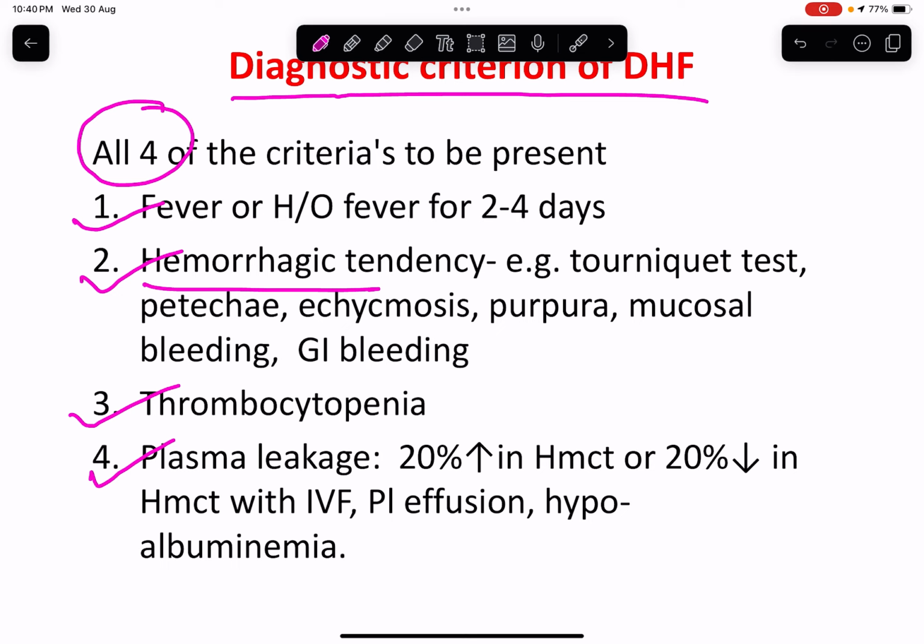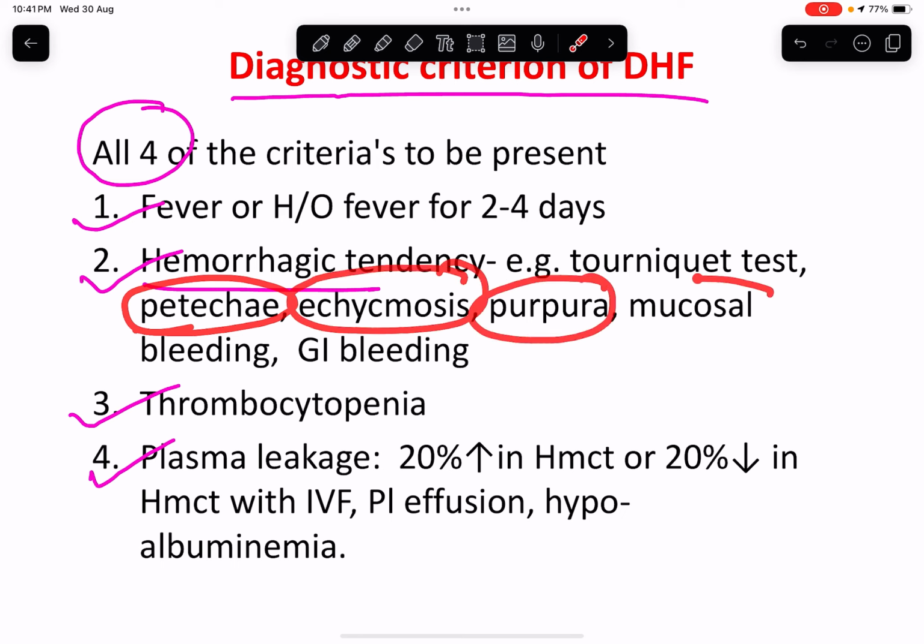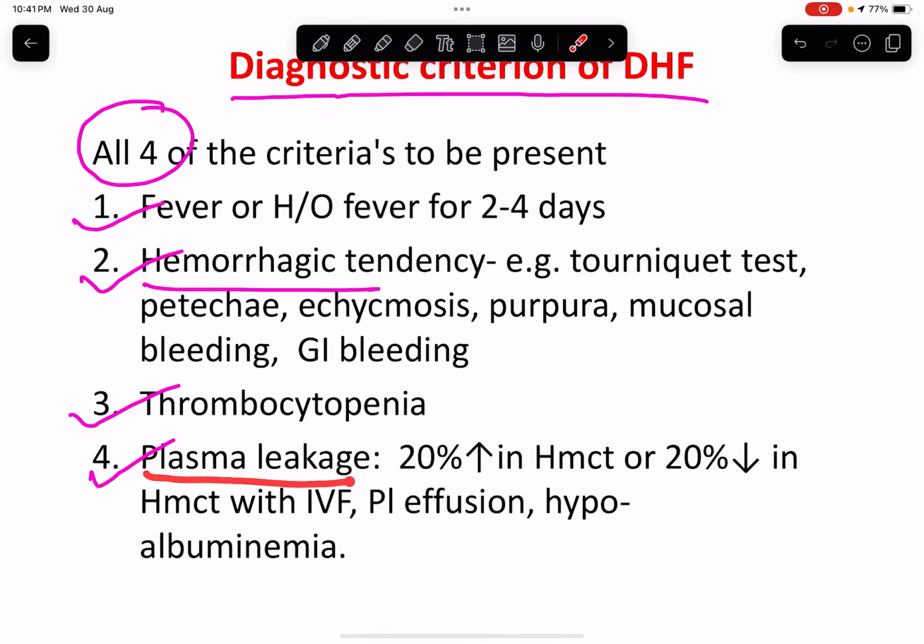Fever or history of fever should be there for 2 to 4 days. Hemorrhagic tendency is manifested by tourniquet test, just now I have mentioned. There may be presence of petechiae, ecchymosis, purpura, mucosal bleeding, GI bleeding. Thrombocytopenia should be there. Plasma leakage feature should be there. What are the features of plasma leakage? How do you know there is leakage of plasma? If there is increase in hematocrit by 20% or reduction in hematocrit after using intravenous fluid, or if there is pleural effusion or hypoalbuminemia, these are the signs of plasma leakage.